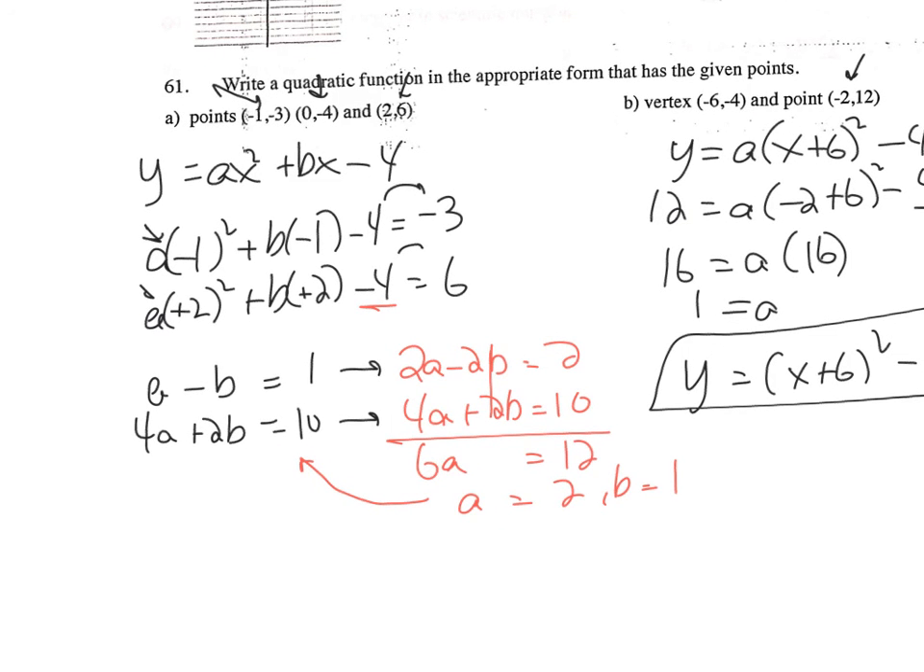So my equation, after all that, is going to look just like this. It's going to be y equals, what was a again? A is 2, so 2x squared. B is 1, so plus x. C is negative 4. There it is. There's your equation.